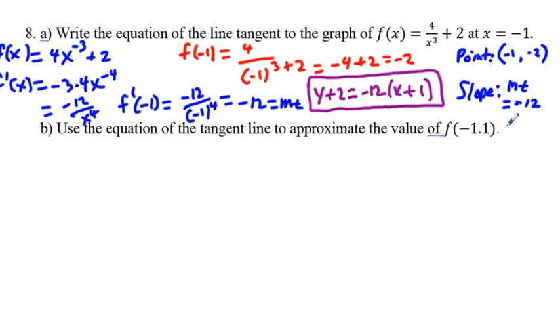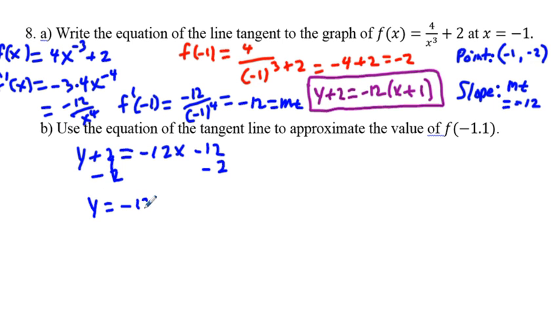Use the equation of the tangent line to approximate the value of f of negative 1.1. Well, first of all, I'm going to take this y plus 2 and set this equal to negative 12x, and negative 12 plus 1 is going to be negative 12, and subtracting 2, we're going to have y equals negative 12x minus 14.